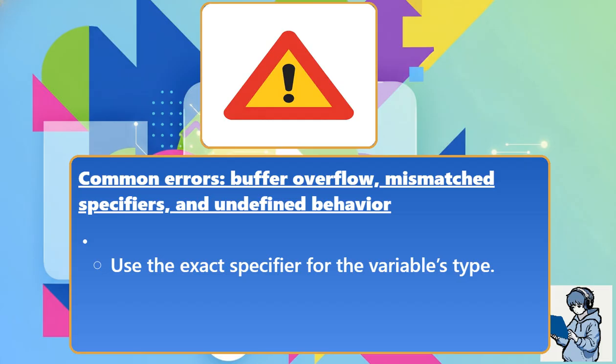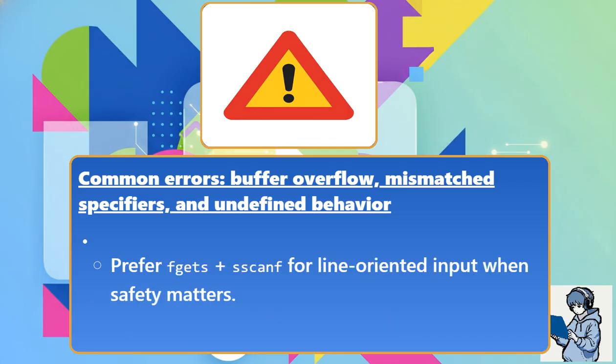Use the exact specifier for the variable type. Limit string input with a width field. Prefer fgets plus sscanf for line-oriented input when safety matters.